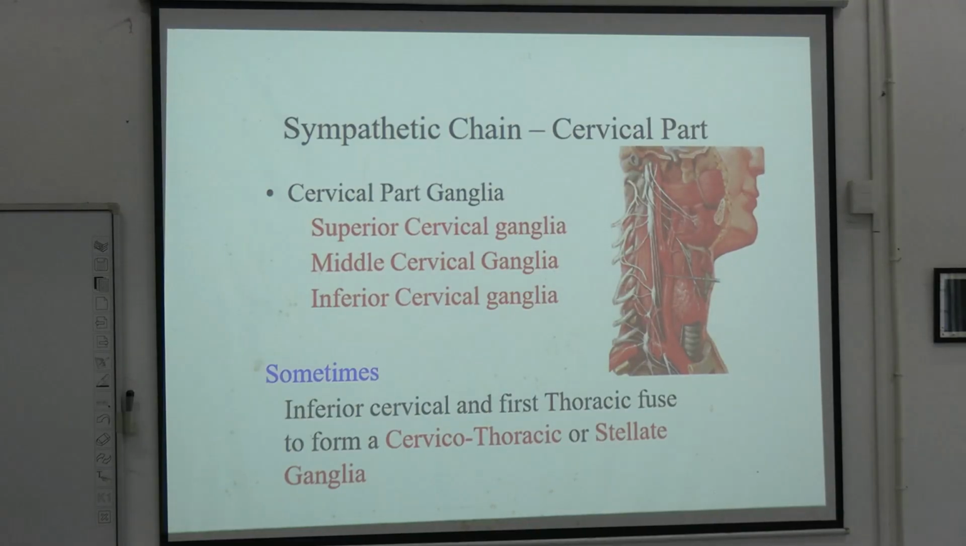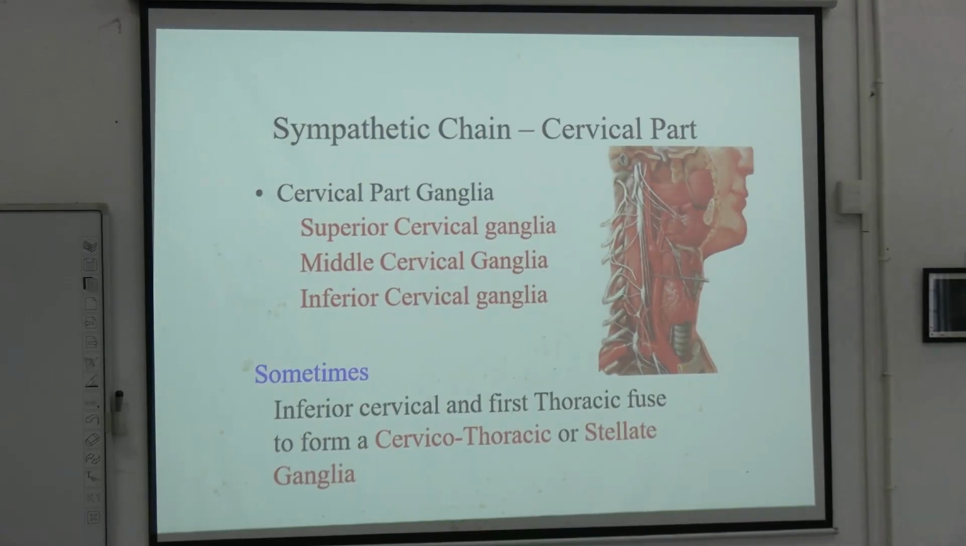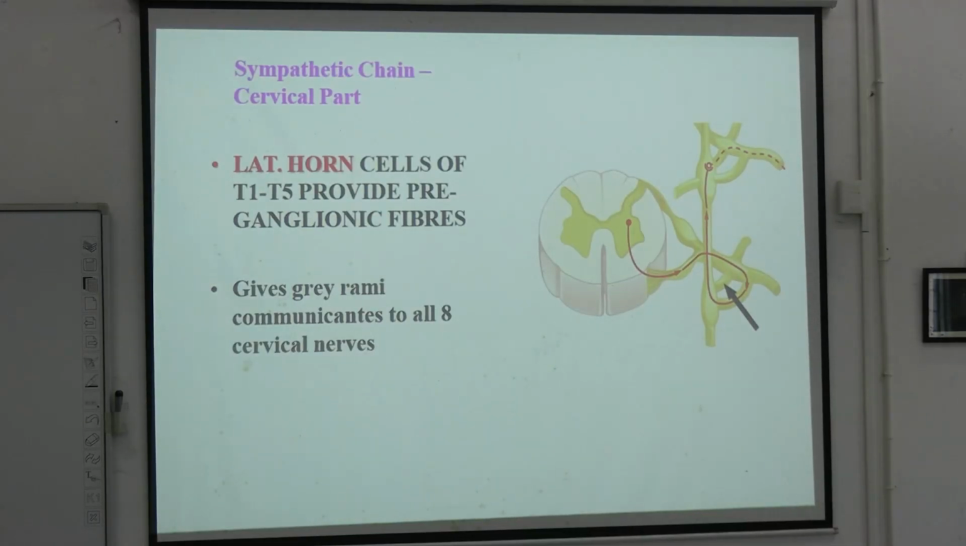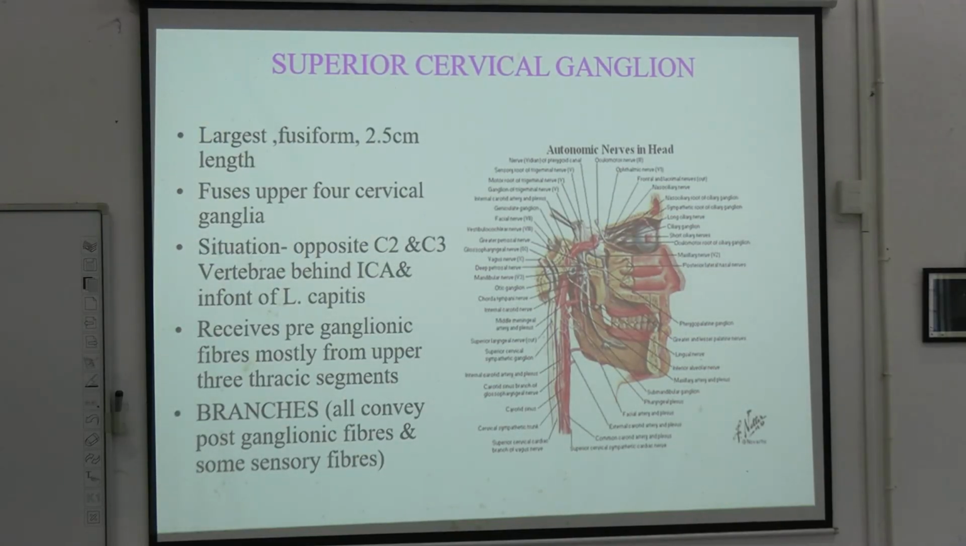So let's talk about the cervical ganglia. As I mentioned, there are 3 of them, called superior, middle, and inferior cervical ganglia. A ganglion is a collection of neuronal cell bodies. What kind of cells are there? Sympathetic cells, where the preganglionic fibers end and form the postganglionic fibers. We take the superior one first, then the inferior one, and then the middle one afterwards.